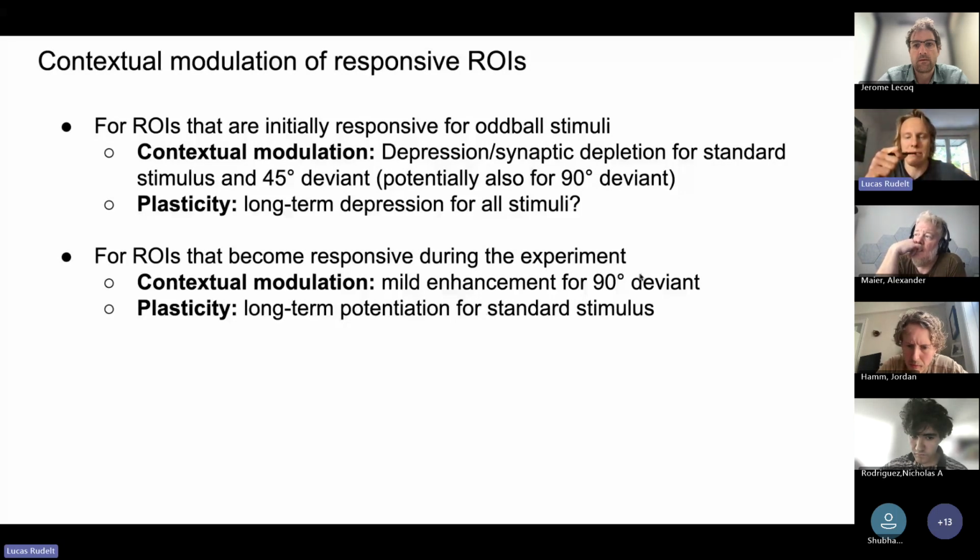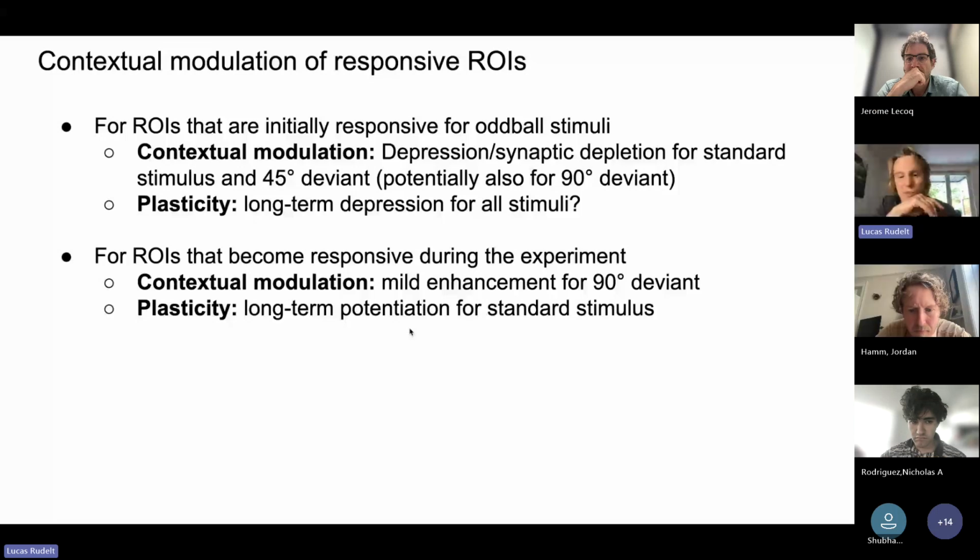I think. Although you do say that you're noticing long-term depression for all stimuli. How do we know that photo bleaching is not responsible for that? Yeah, let's go on. Maybe we can have that discussion in the end after we see the next analysis. It's a good point, and maybe I'm interpreting too much into those data, but I think we should discuss this after the next slides.